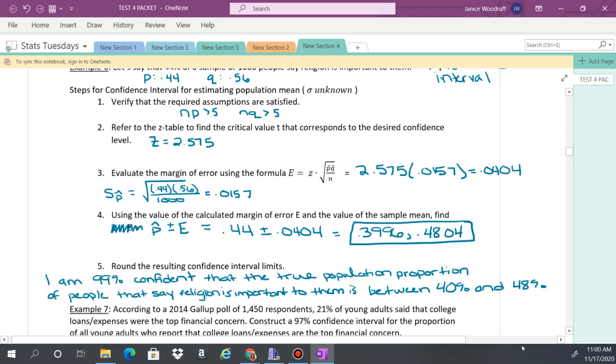based on this sample. So finally, so long sentence, but you got to cover all your bases here. Okay, know that you're basing it off of a sample, and it is the true population proportion based on that sample and how confident you are. So I am 99% confident that the true population proportion of people that say religion is important to them is between 40 and 48% based on this sample. That's what we're actually doing here.